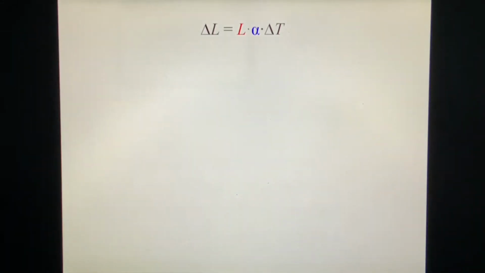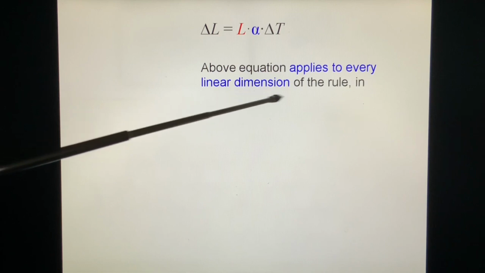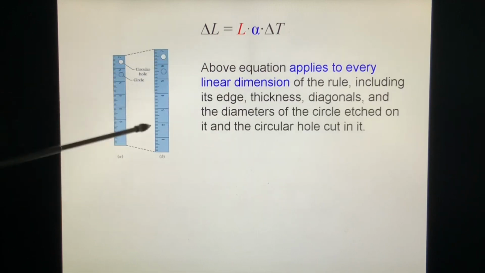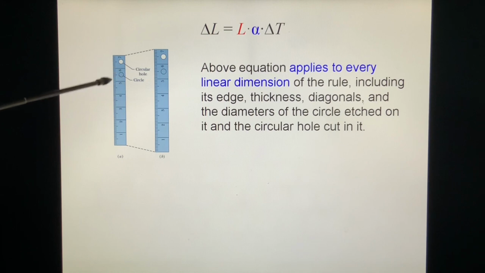Delta L equals L alpha delta T. The above equation applies to every linear dimension of the rule, including its edge, the thickness, and diagonals, and the diameter of the circle etched on it, and the circular hole cut in it.